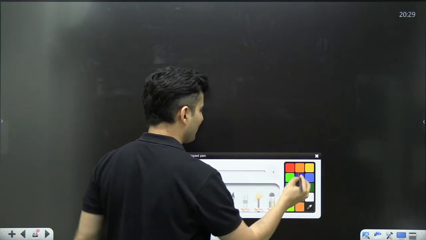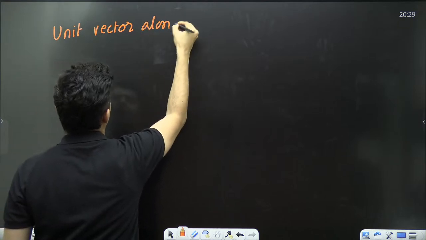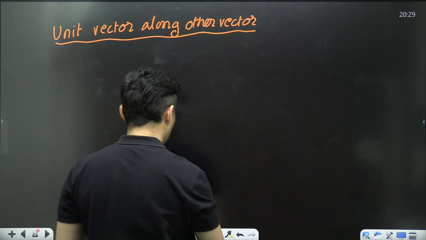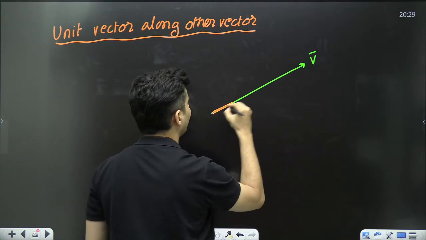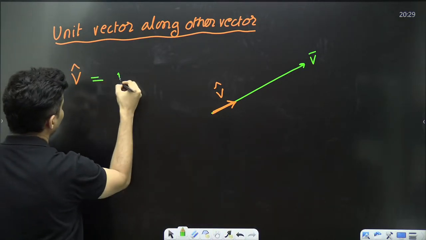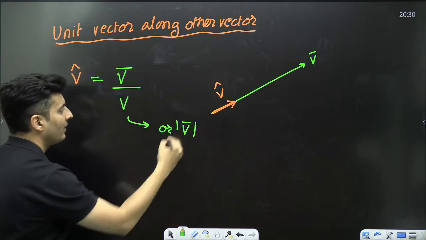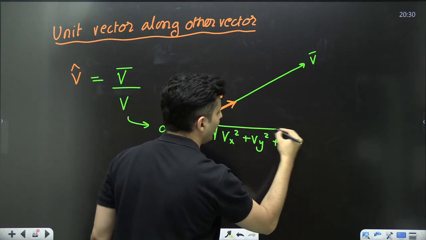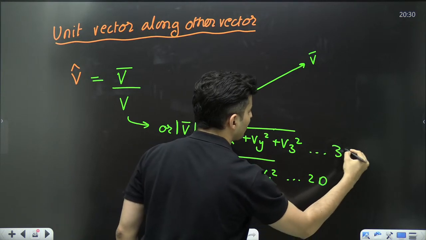So the theory for that is basically like this. Unit vector along other vector. So in general, guys, if you have any vector like this and you want to find unit vector along that vector, then that v hat will be given by v bar divided by v. So this v is the magnitude of that vector, which will be root of vx square plus vy square plus vz square for 3D, and it will be just root of vx square plus vy square for 2D. So this one is for 3D, that one is for 2D.